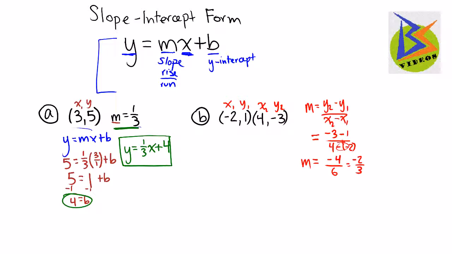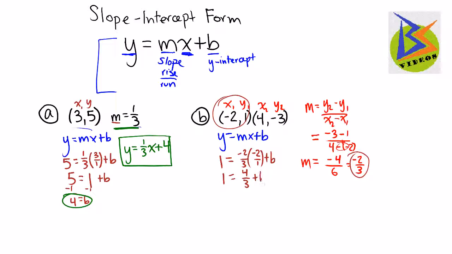So now we come to our slope intercept form, y equals mx plus b. And what we're going to do is we are going to plug in one of the points. We get to choose which one, so we'll just choose the -2, 1. And we have our slope here. So we say 1 equals -2/3 times -2 over 1 plus b. So we're going to solve for our y-intercept. So we have 1 equals a negative times a negative is a positive 4 over 3 plus b.